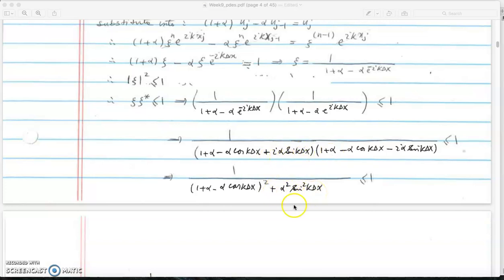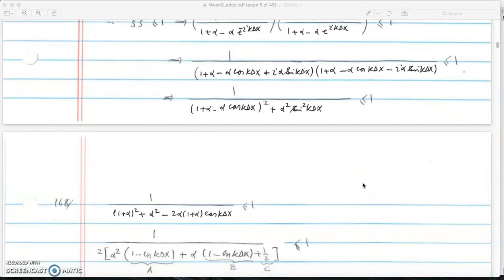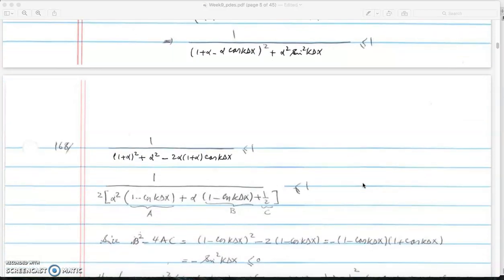So anyways, if you multiply these two, you get this. You're going to prove that this is always less than 1. So let's see why this is so. You can expand. The first term is going to be 1 plus alpha squared. And then the second term is going to be alpha cos squared. I have also alpha sin squared. So total is going to be alpha squared, because sin squared plus cos squared is 1.